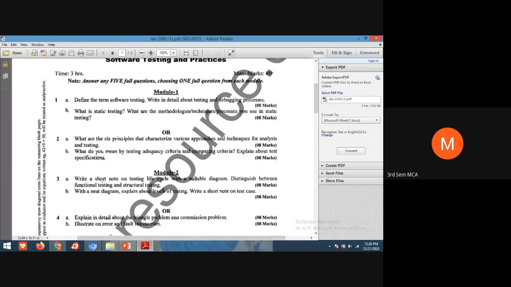Arjun? Yes, ma'am. Like complete testing is not possible, and testing is creative and difficult. Testing is risk-based. Testing must be planned. Testing requires independence. Testing is to prevent errors.